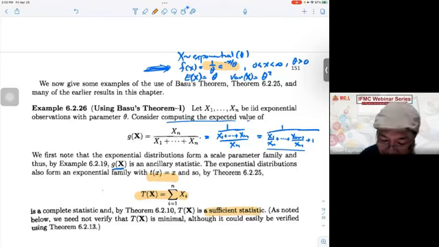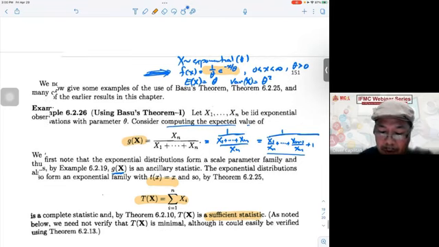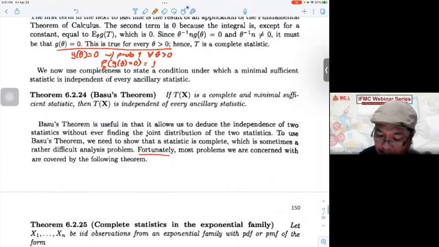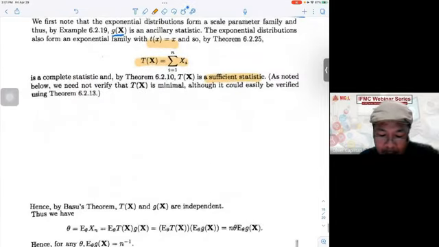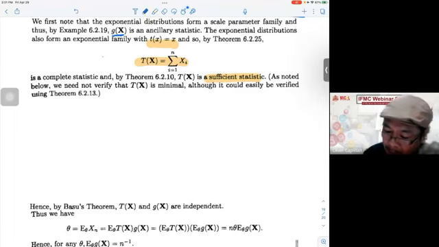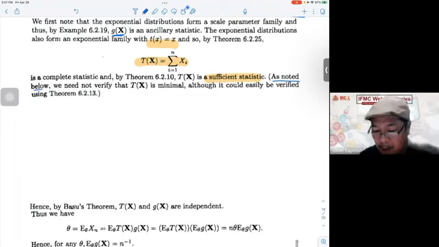Meron tayong ancillary statistic. Itong t of x, complete sufficient statistic. Pero according to Basu's theorem, it should be complete minimal sufficient. Hindi lang sufficient, complete sufficient, complete minimal. As noted below, we need not verify that t of x is minimal, although it could easily be verified using theorem 6.2.13.